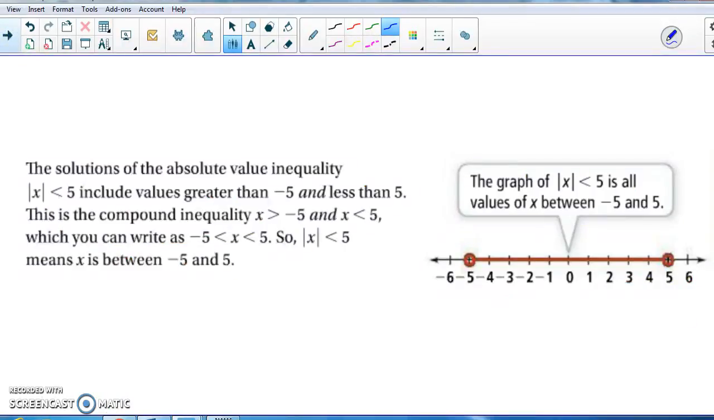The solutions of the absolute value inequality, absolute value of x is less than 5, include values greater than negative 5 and less than 5. This compound inequality, x is greater than negative 5 and x is less than 5, you can write as negative 5 is less than x, which is less than 5. So the absolute value of x is less than 5 means x is between negative 5 and 5.